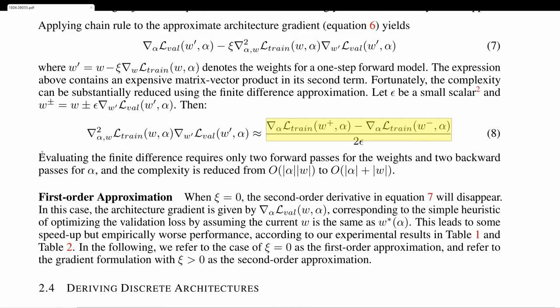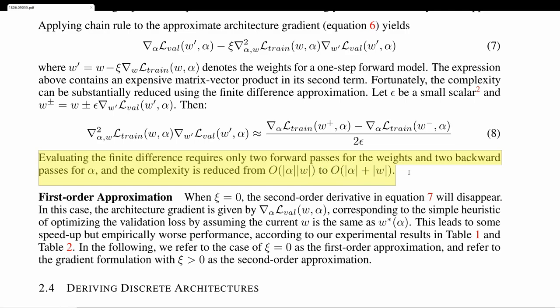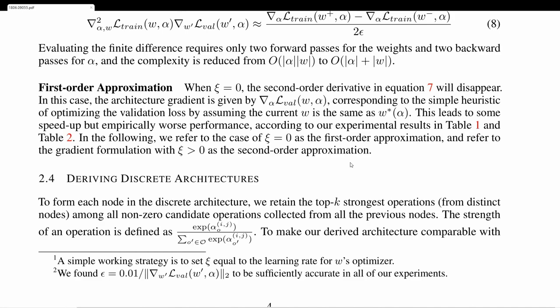Evaluating the finite differences requires only 2 forward passes for the weights and 2 backward passes for alpha, and the complexity is reduced from O of size of alpha times size of W to just O of size of alpha plus size of W.